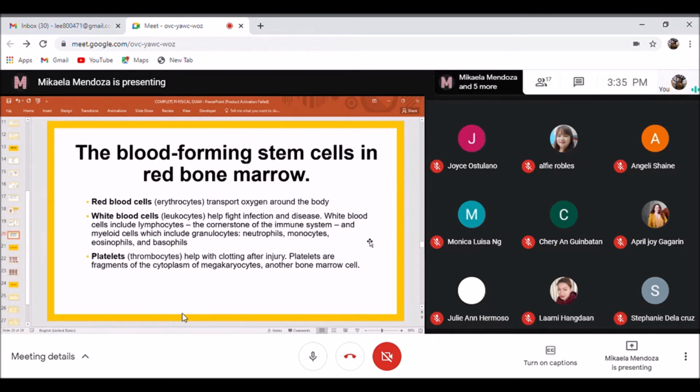White blood cells include lymphocytes, the cornerstone of the immune system, and the myeloid cells, which include granulocytes, neutrophils, monocytes, eosinophils, and basophils. The last one is platelets, which help clotting after injury. Platelets are fragments of the cytoplasm of megakaryocytes, another bone marrow cell.